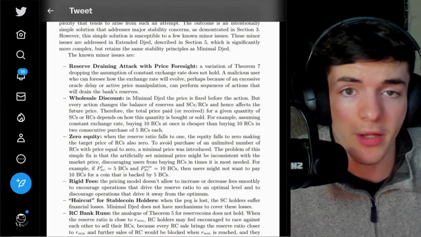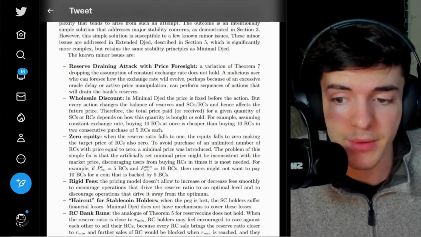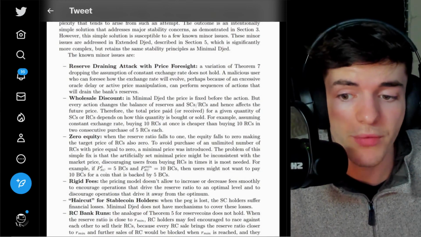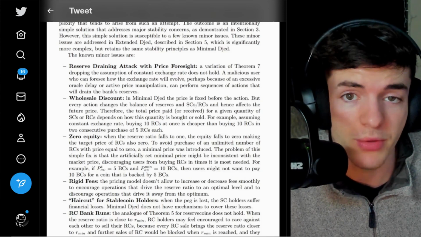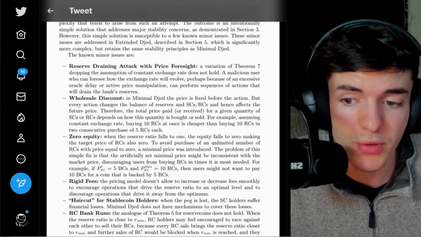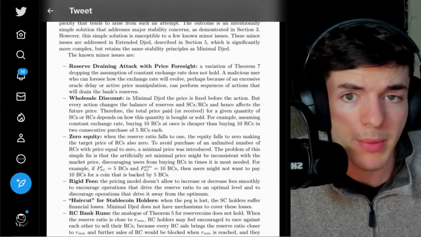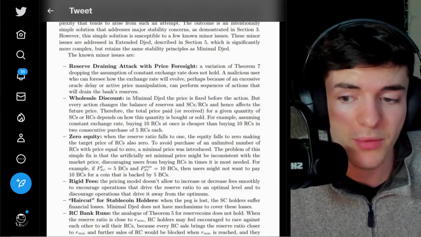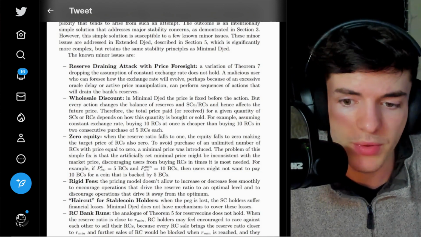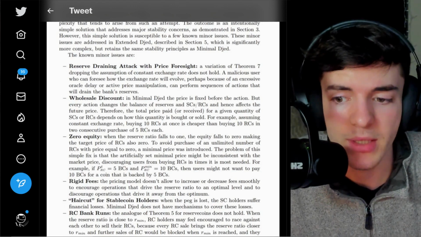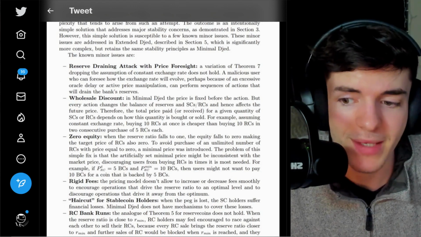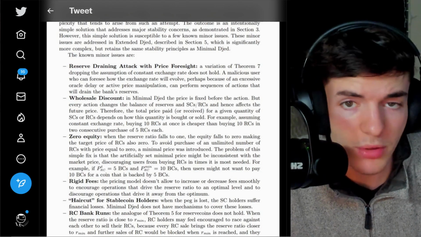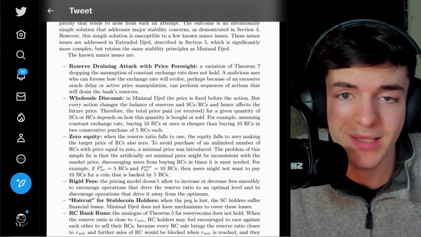We also have to keep in mind that another minor issue is zero equity. Basically, when the reserve ratio falls to 1, the equity of that ratio falls to 0, making the target price of reserve coins also 0. To avoid people purchasing a limited amount of $0.00 reserve coins, there is a minimum price introduced. The problem of the simple fix is that the artificially set minimum price might be inconsistent with the market price, discouraging people from buying reserve coins in times of need.